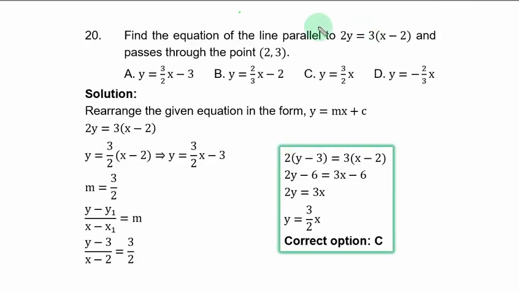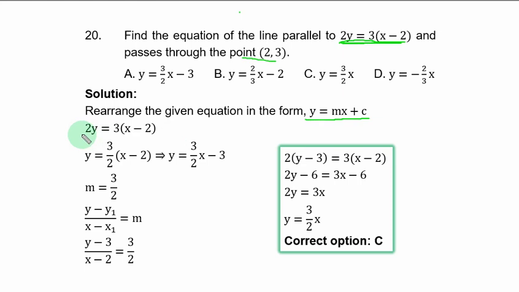Question 20. Find the equation of the line parallel to 2y equal to 3 bracket open x minus 2 bracket close and passes through the point 2, 3. That is the coordinate 2, 3. Now, to find that equation, you need to get the gradient from the given line. So you rearrange it to the form of y equal to mx plus c, where m is the gradient.